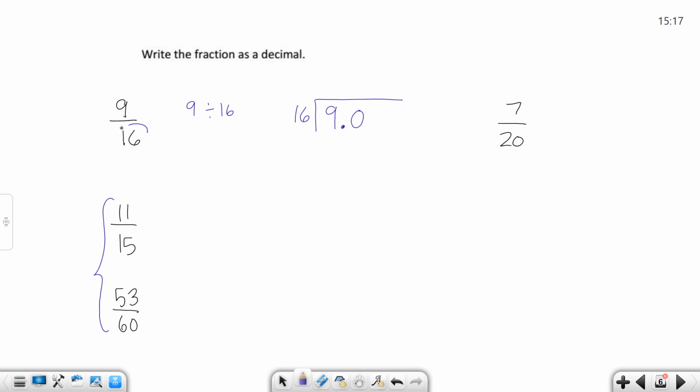Now, this bottom number here, that's your divisor, so that's what's on the outside of your house. And this number here is your dividend, so that's what's on the inside of your house. And the division is a little tough, but that's how it looks. You'll notice that 9 is a whole number, so since it's a whole number, you're going to put your decimal right there, and then you can put zeros behind it. Now, we have to think about how many times 16 goes into 90. I know that 16 times 5 is 80. And 16 times 6 would be too much. So we're going to say 16 times 5.